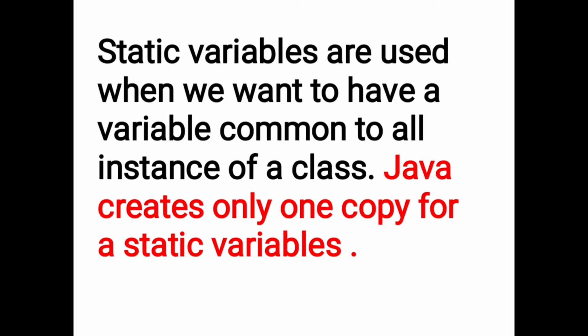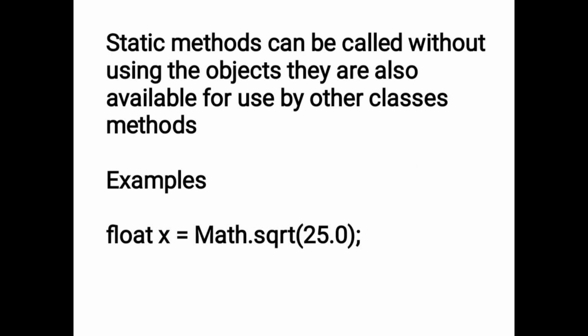Static variables are used when we want to have a variable common to all the instances of the class. Java creates only one copy of the static variables. Static variables are created in memory in only one space. Static methods can be called without using the objects, and they are also available for use by another class's methods.